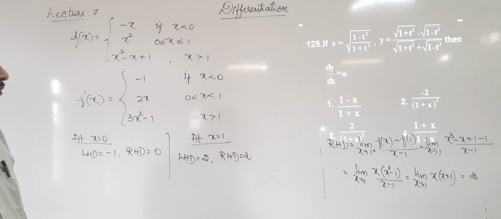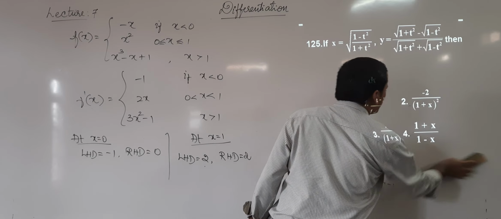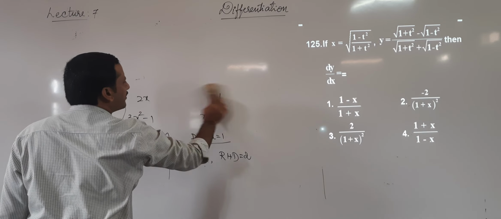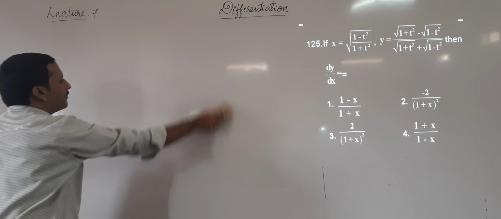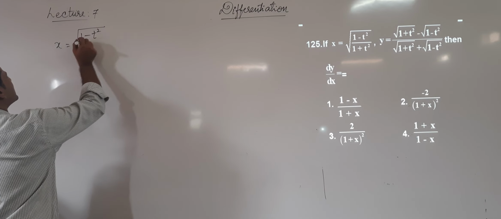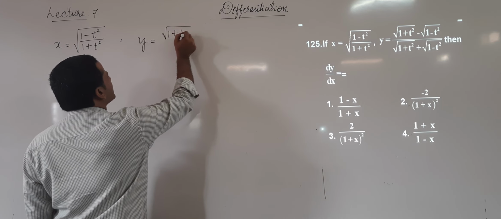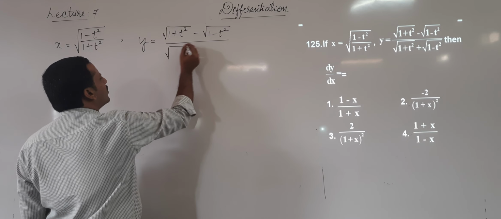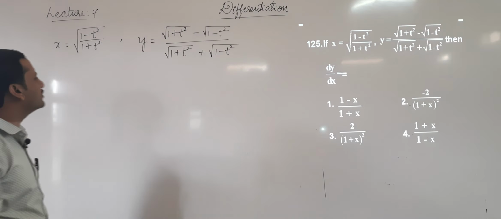Okay, next. 125. If x is equal to root of 1 minus t square by 1 plus t square, y is equal to root of 1 plus t square minus root of 1 minus t square by root of 1 plus t square plus root of 1 minus t square, then what is dy by dx? Okay. So here we have x is equal to root of 1 minus t square by 1 plus t square. Y is equal to root of 1 plus t square minus root of 1 minus t square divided by root of 1 plus t square plus root of 1 minus t square. This is what we have.